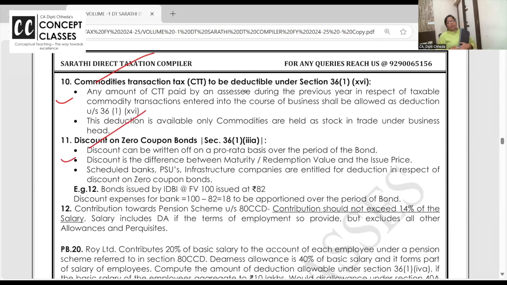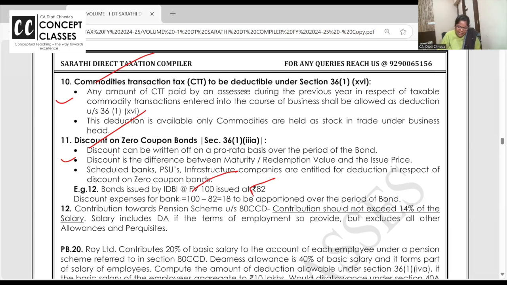Discount on zero coupon bonds. IDBI flexi bonds, deep discount bonds. Banks are issuing bonds, debentures at deep discount, 82. And on maturity, bank will give you 100 rupees, maybe after 6 years. Every year you will not get interest. Now you got the bonds at 82. After 6 years, they'll give you 100.